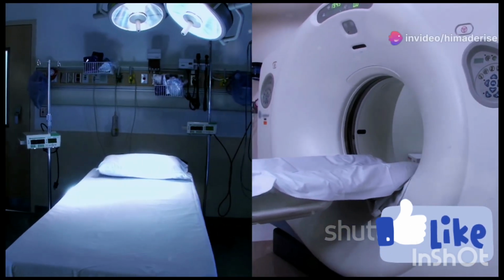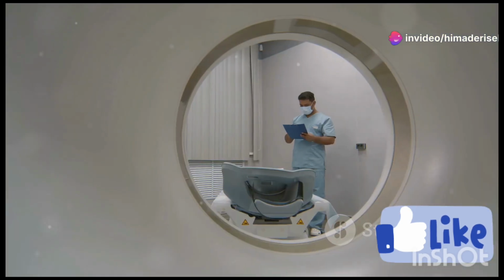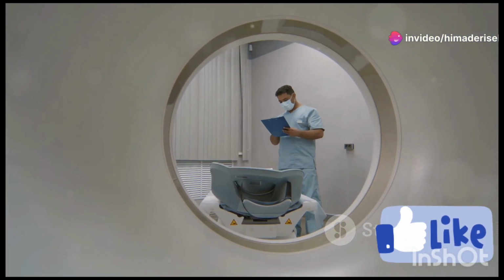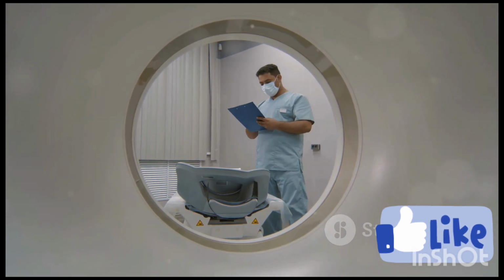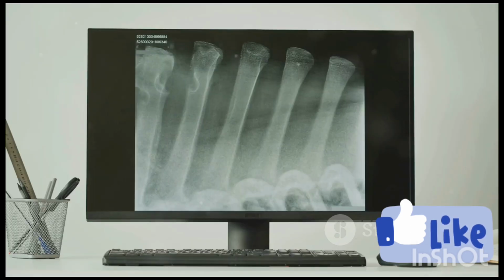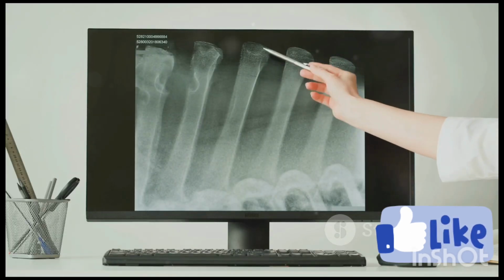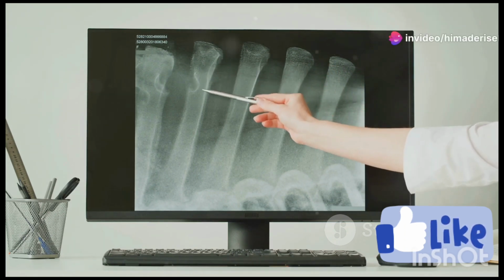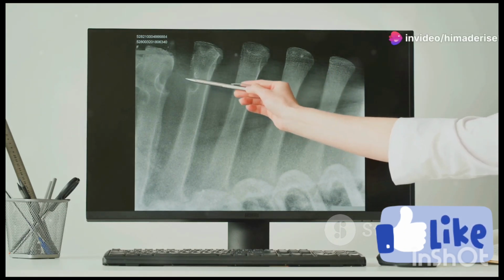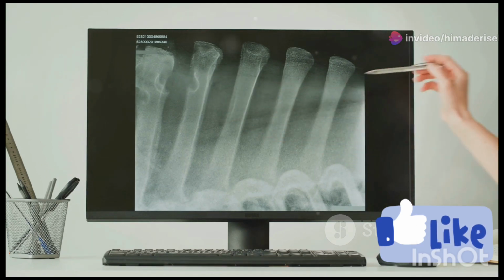Computed tomography, or CT scans, combine X-rays from different angles to create cross-sectional images of bones. These scans offer a more detailed and layered view of the bone structure. They can provide more detailed information about the shape and size of osteophytes, especially in complex cases. This level of detail is invaluable for planning surgical interventions if needed.